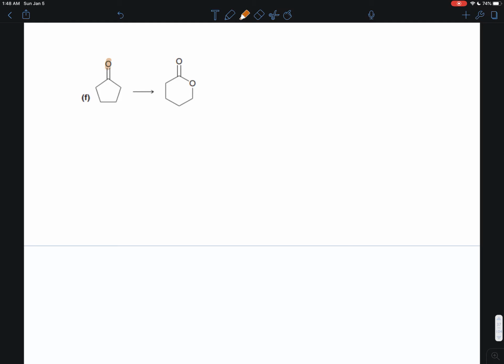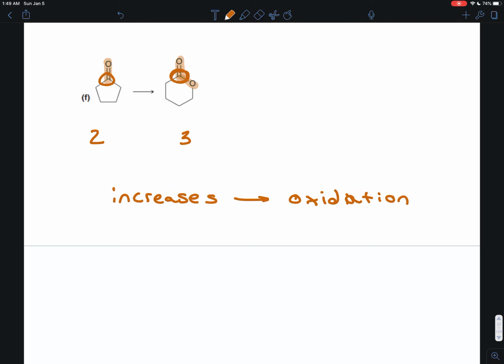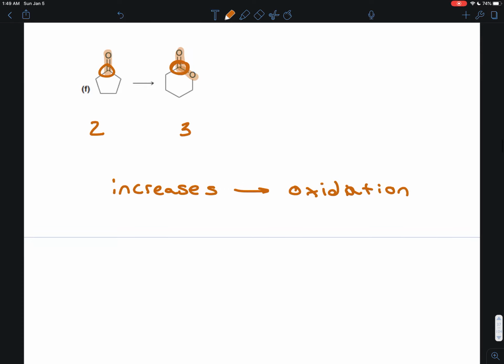Okay, on the left here there are 2 bonds to electronegative elements. On the right there's 2 plus 1, that's 3. The number of bonds to electronegative elements increases, and so, again, this compound is oxidized. This carbon will lose more electrons, become more positive, and so be oxidized.